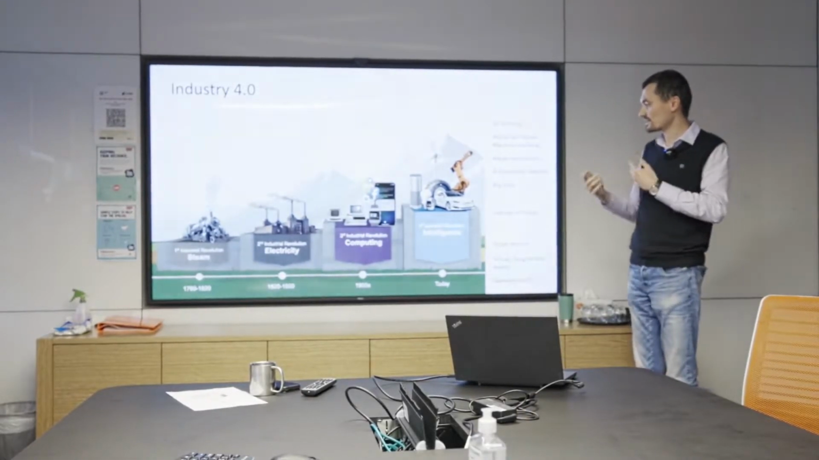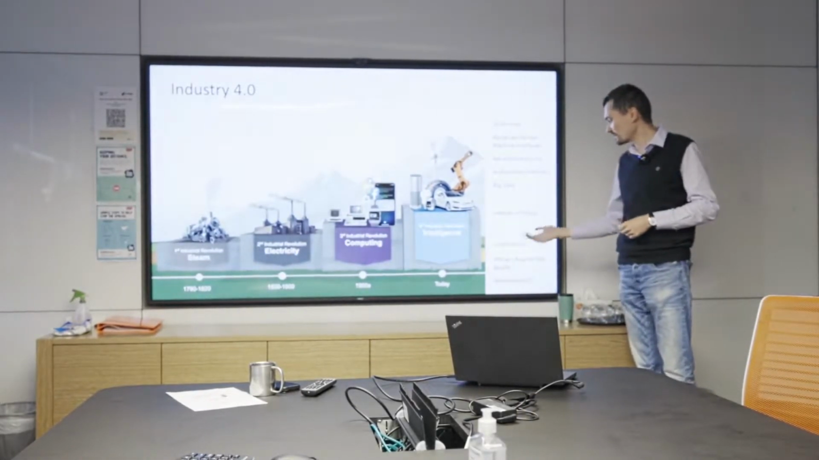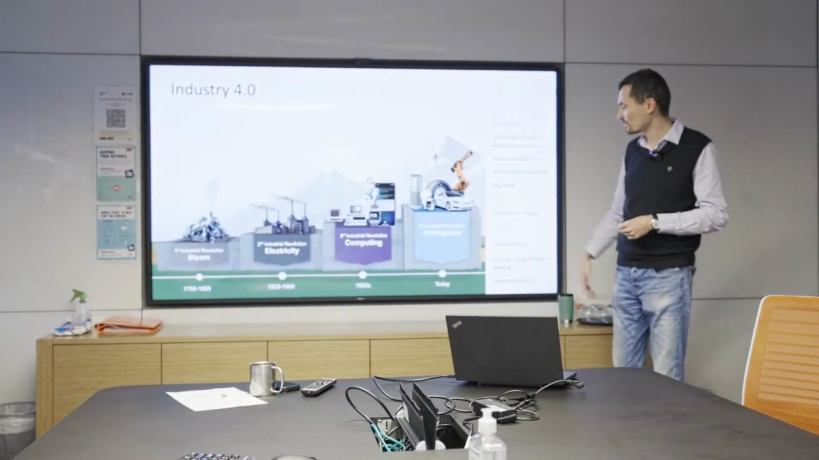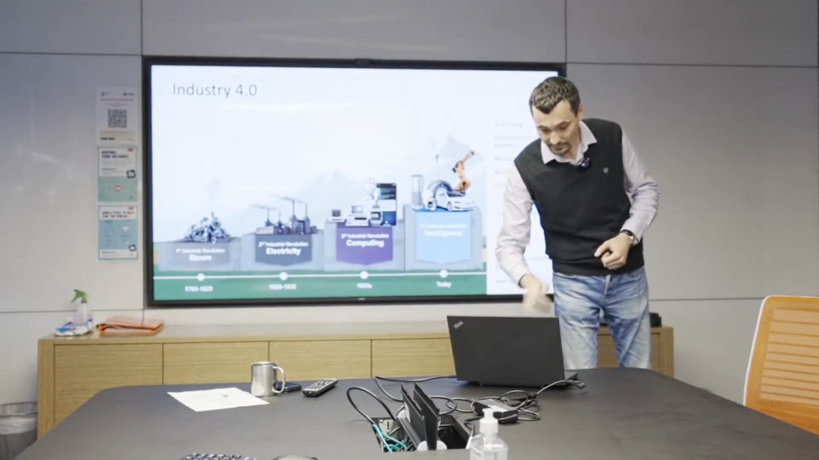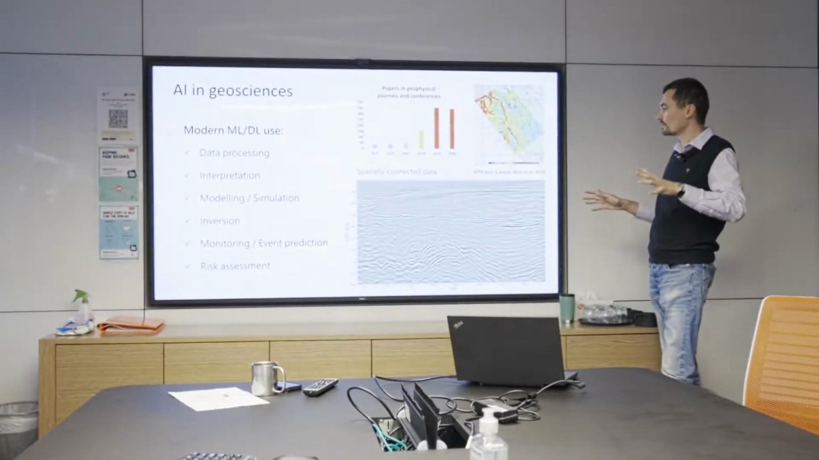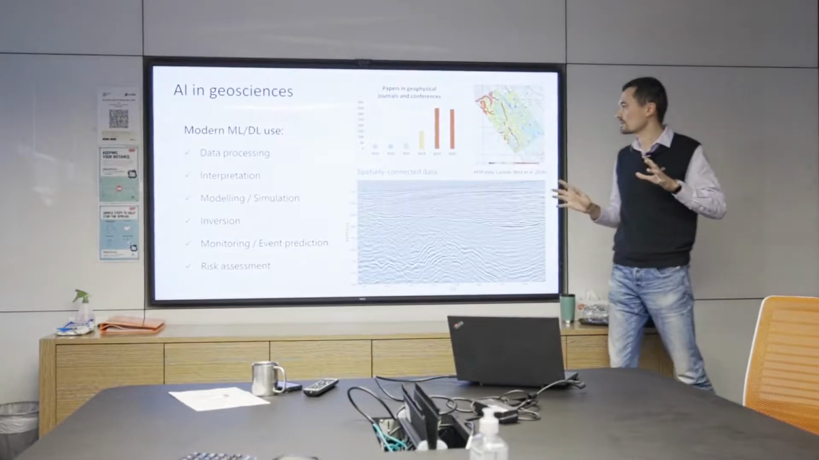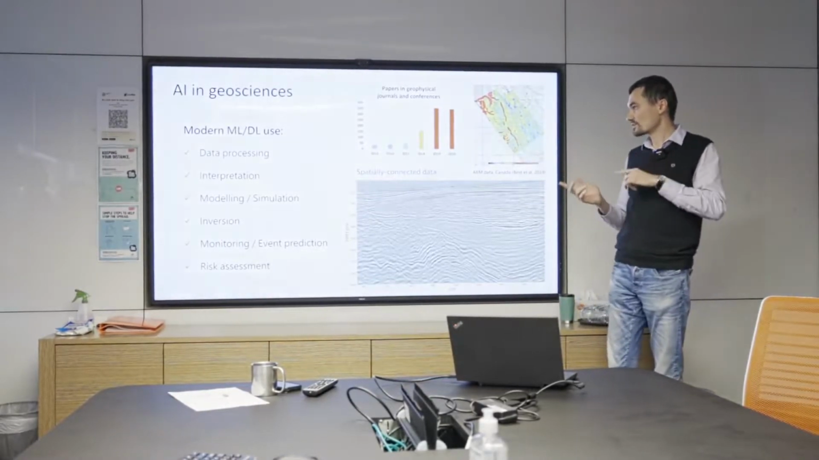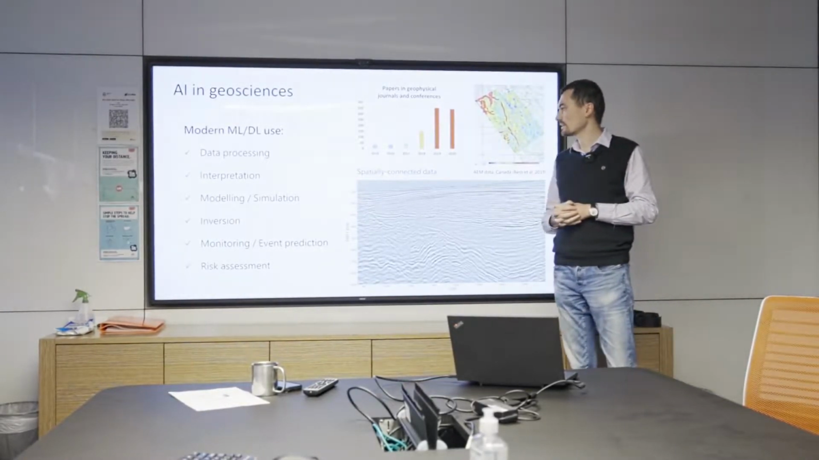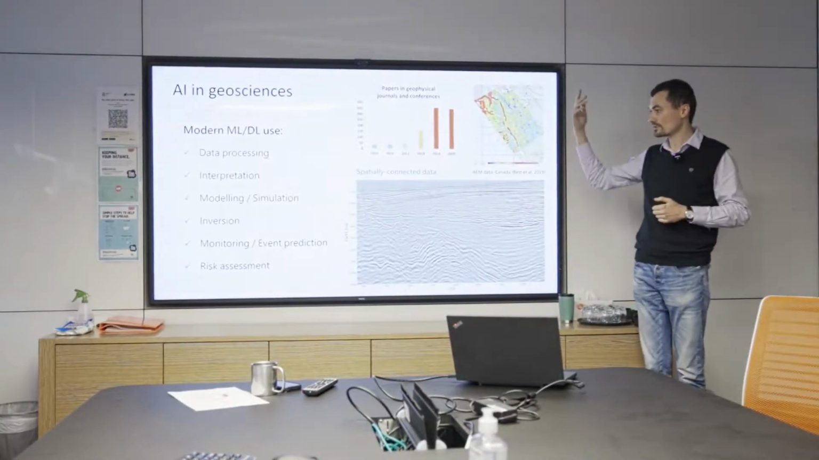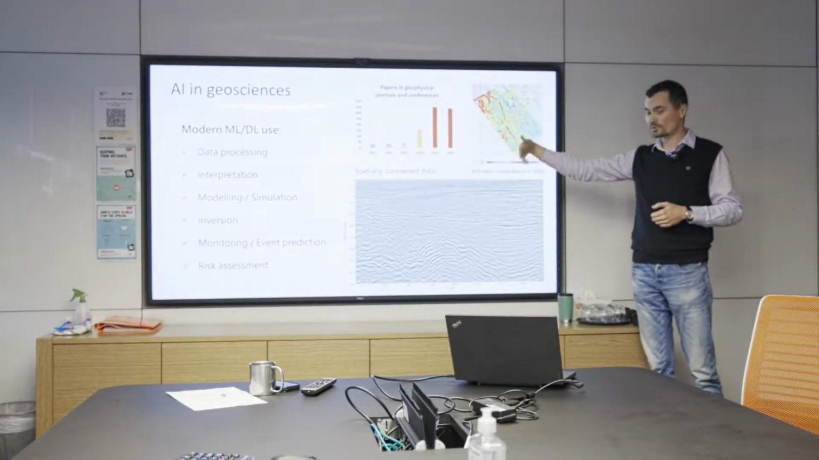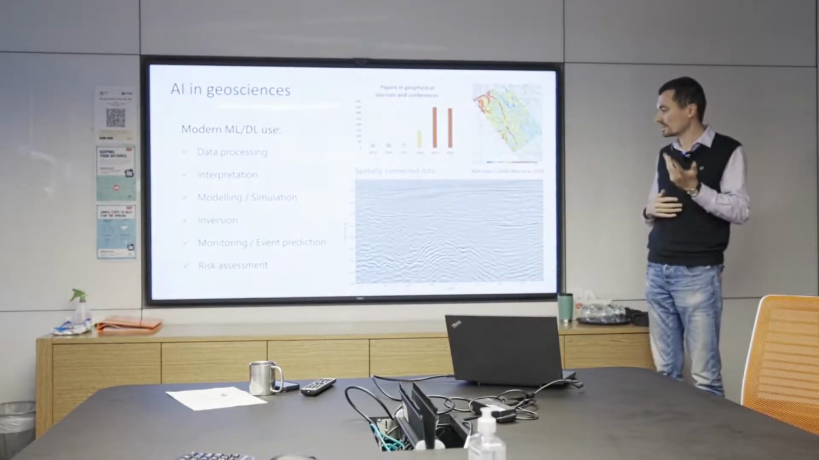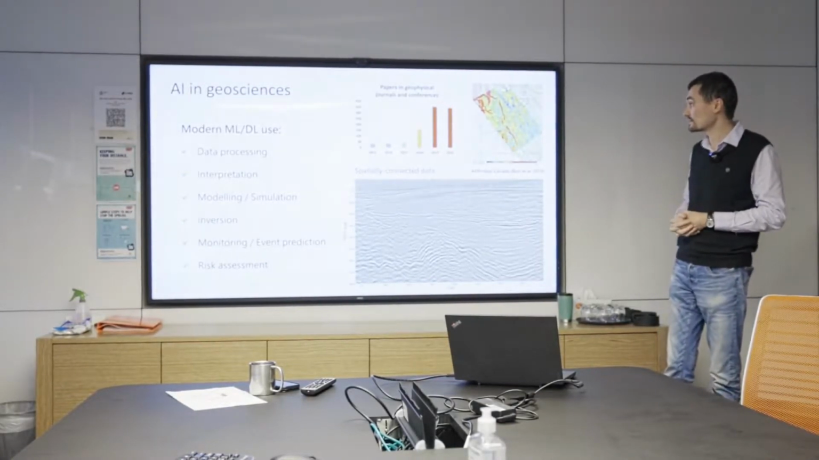Many routine tasks that geoscientists do can benefit from using AI, and they will be transformed completely in this fourth industrial revolution, which is about intelligence. I'm not going to mention all of them, just some tiny spectra of them. But basically, modern machine and deep learning use in geosciences is centered on data processing, interpretation, modeling, simulation, inverse problems, prediction of unlikely events, assessment of risk, and so on.